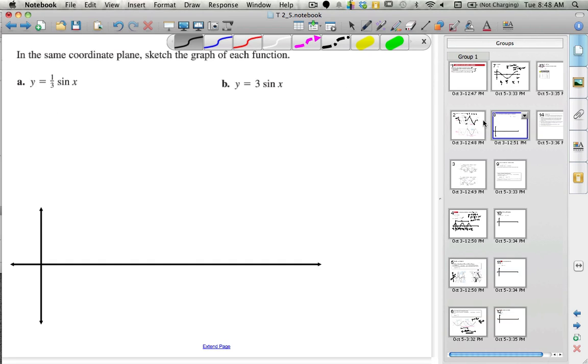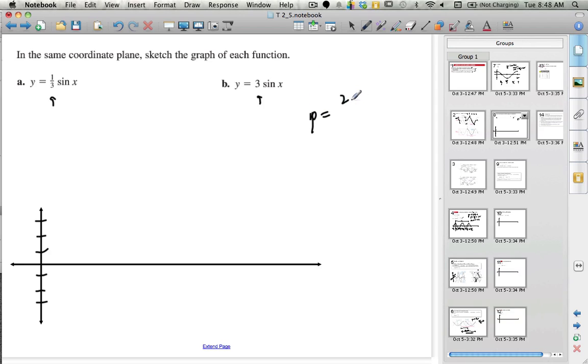All right, so now in the same coordinate plane, we want to graph these two. Now look what's going to happen. When you look at it, you can see that what's different about them is the amplitude. So what I'm going to expect is that these are going to be different in some sort of a vertical measure. Right, so I know that my period is going to be equal to 2 pi over b, which b is 1.